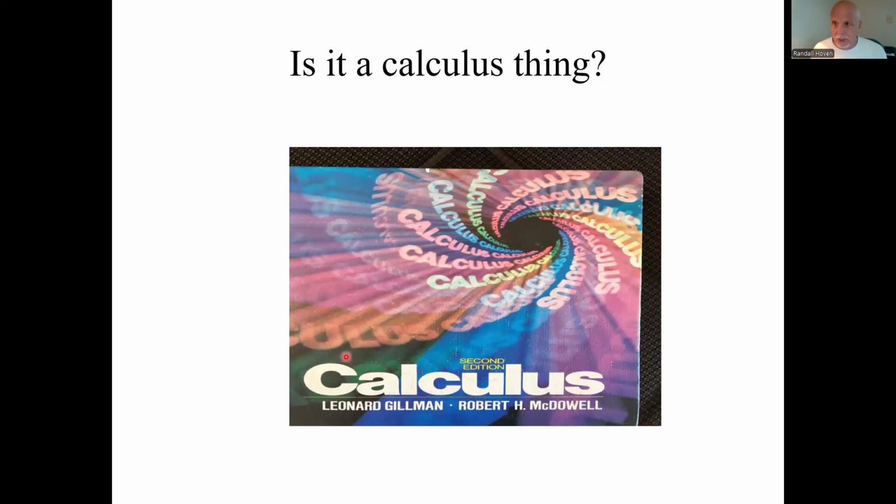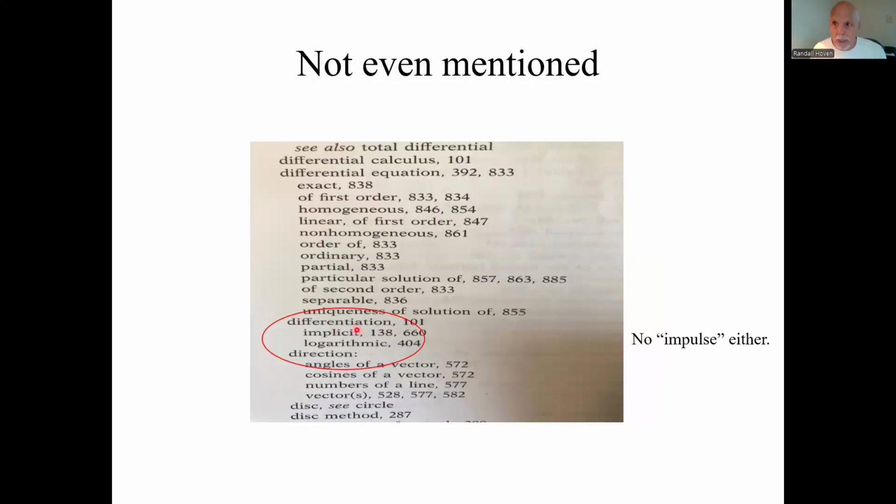How about a calculus textbook? A lot of people have to take 3 semesters of calculus somewhere before they even get to advanced engineering math. It doesn't even show up in the index. There's no Dirac in here, and no impulse in there either. It's just out of the calculus textbook.